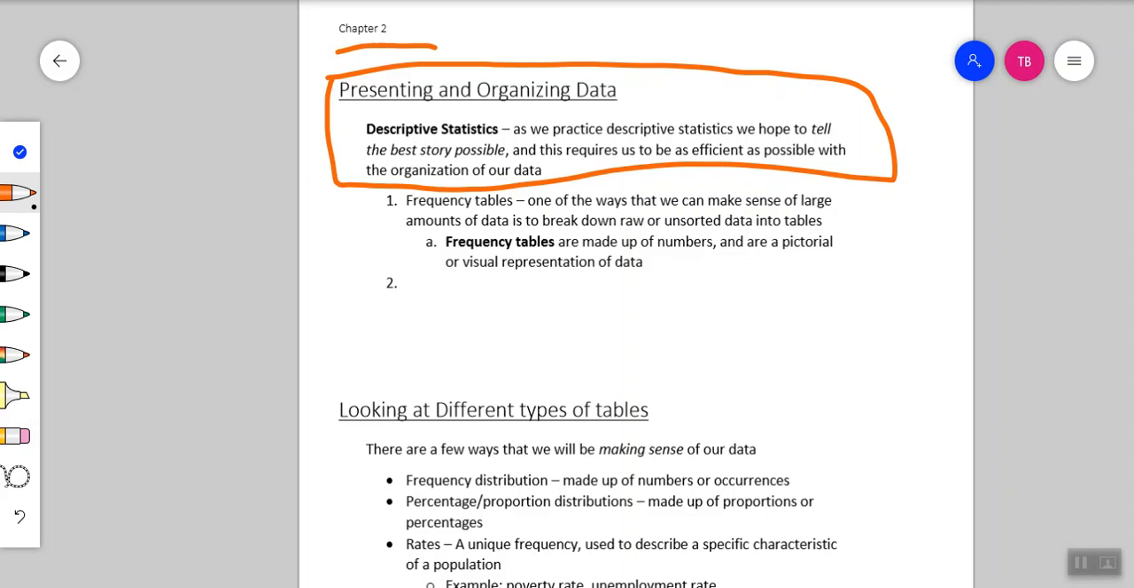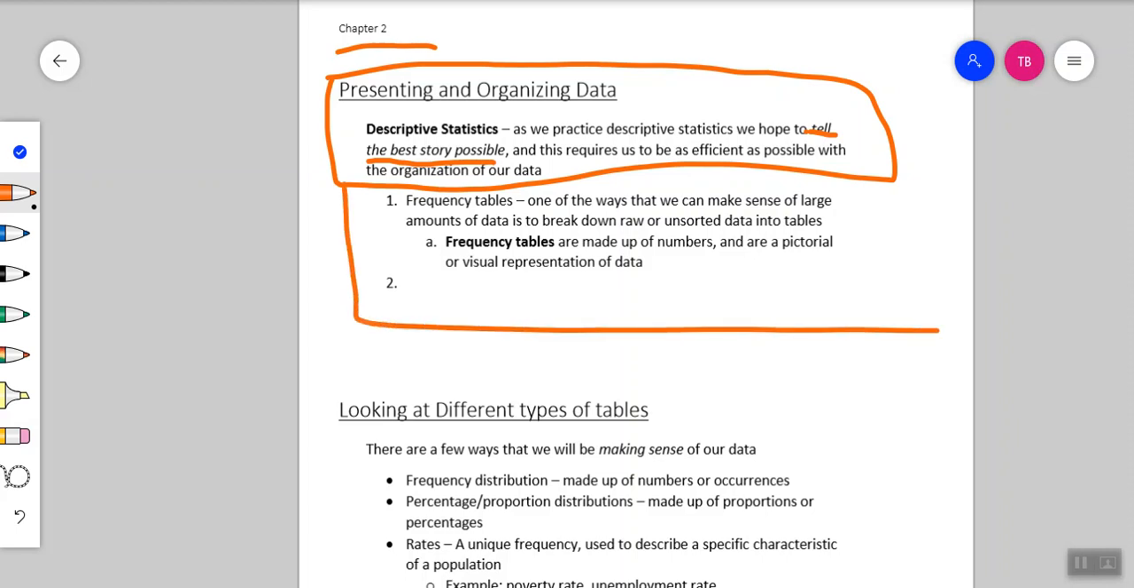Descriptive statistics are the ones that help us take large bodies of information and make it make the most sense possible. If stats is a way to tell the best story possible, we want to organize our information in a way that makes it easier to tell our story. Whereas inferential statistics is what we might be doing in a more advanced stats class, where we actually start using these tables to make predictions. So for now, we'll just be looking at descriptive statistics, specifically how to organize the data in things called frequency tables.